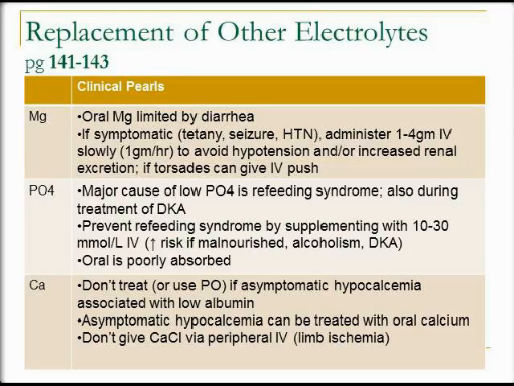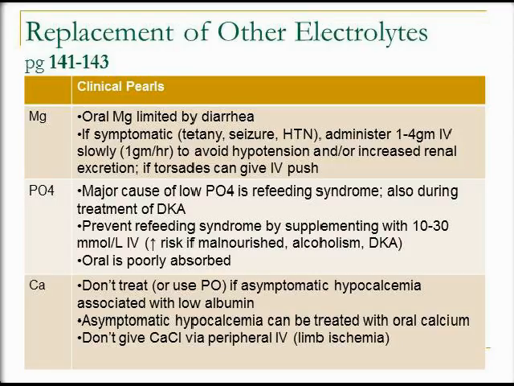Moving on to hypophosphatemia. A major cause of a low phosphate is refeeding syndrome. I'm going to talk about that in a few slides. Also, you'll see low phosphate in patients with diabetic ketoacidosis. You can prevent refeeding syndrome by supplementing with 10 to 30 millimoles per liter IV. You'll have an increased risk of refeeding syndrome in patients that are malnourished, patients that have alcoholism, also in patients with DKA. The oral form of phosphate is poorly absorbed, so you don't want to rely on this if you have a risk for refeeding syndrome, especially in those first few days, unless you have to because of a shortage.